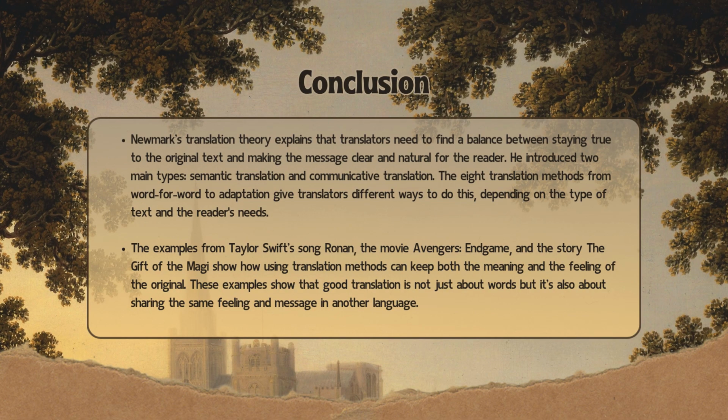Okay, so the conclusion is, Newmark's translation theory explains that translators need to find a balance between staying true to the original text and making the message clear and natural for the reader. He introduced two main types: semantic translation, which keeps the meaning and structure close to the original, and communicative translation, which focuses on making the message sound natural and easy to understand in the target language. The 8 translation methods from word for word to adaptation give translators different ways to do this, depending on the type of text and the reader's needs.